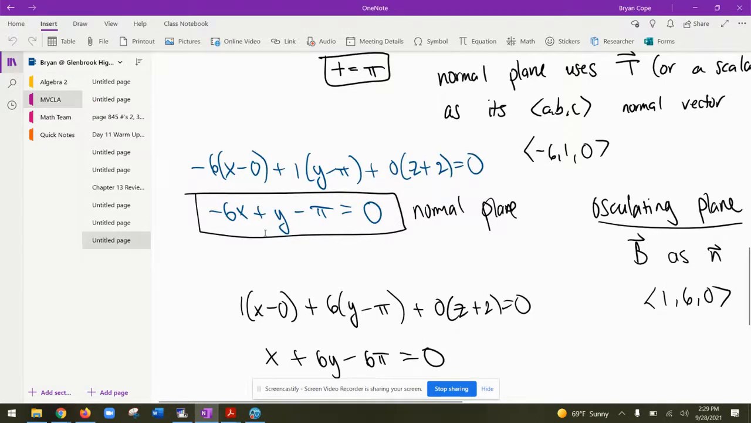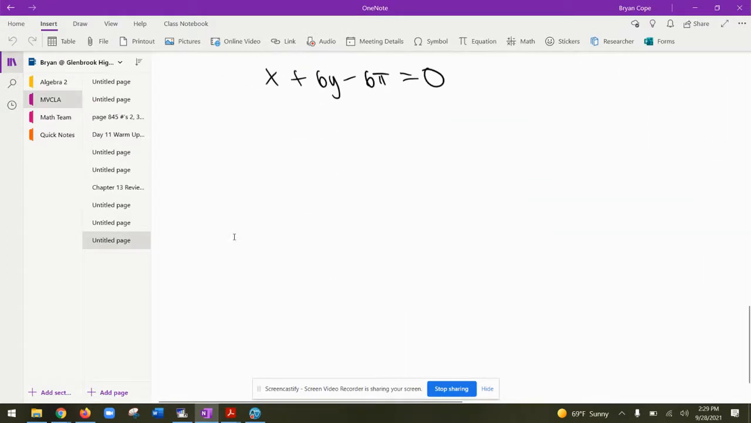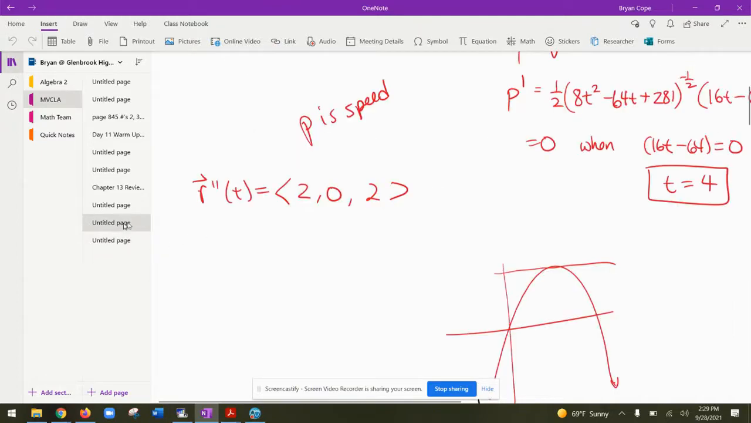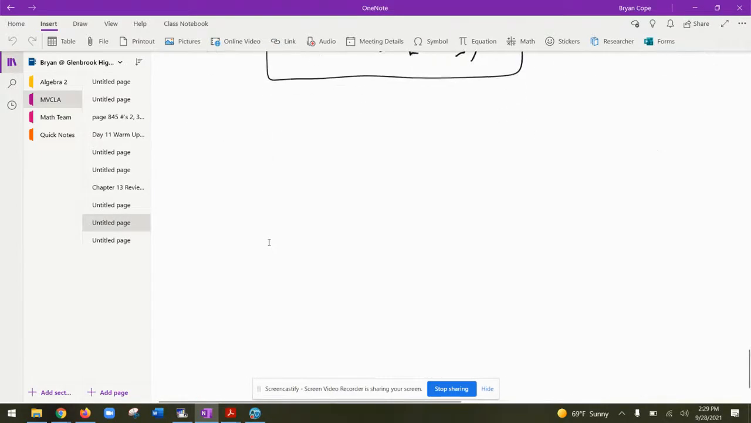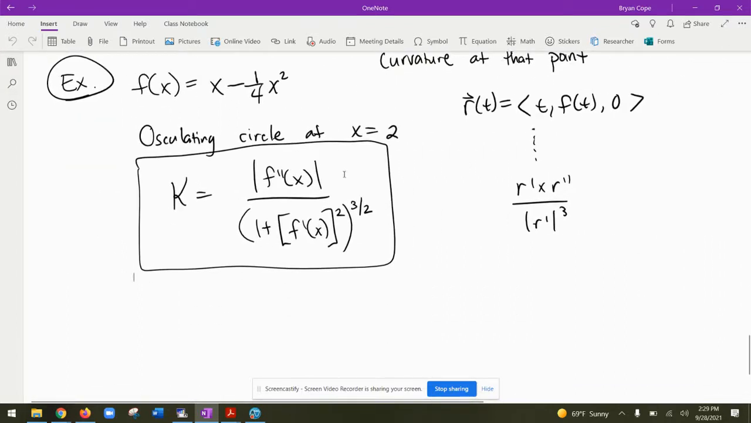If you look at your notes, weren't we at the beginning of the osculating circle? Where did I state the problem, though? Because I don't see it. Find the osculating circle. There. Oh, right here. This is it. Okay, then let's pick up from here for a minute.